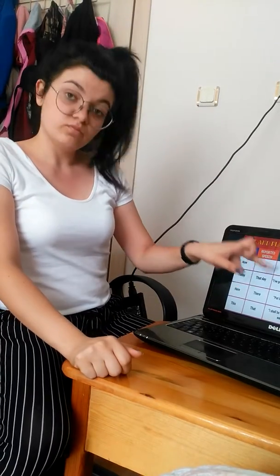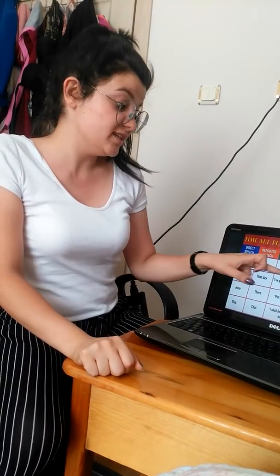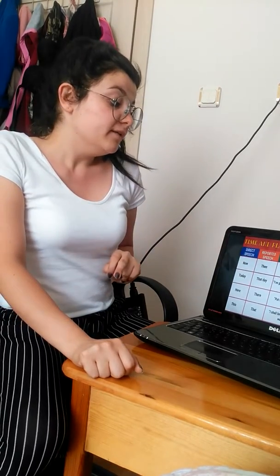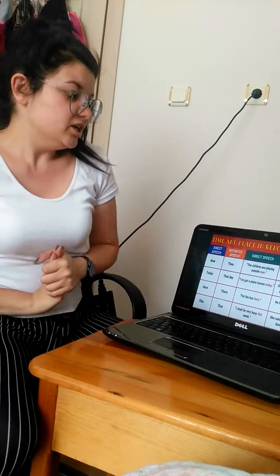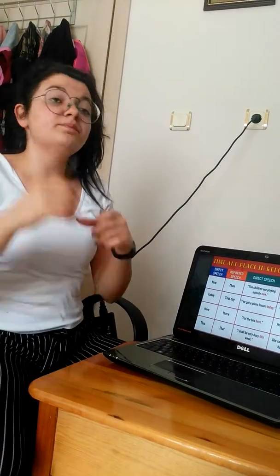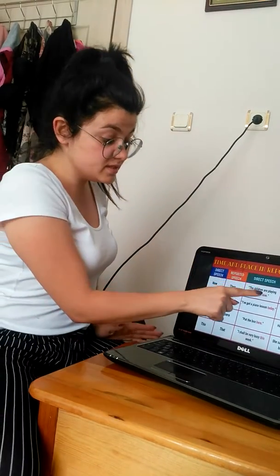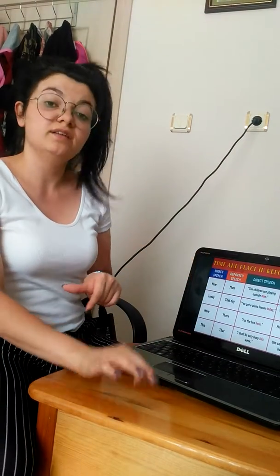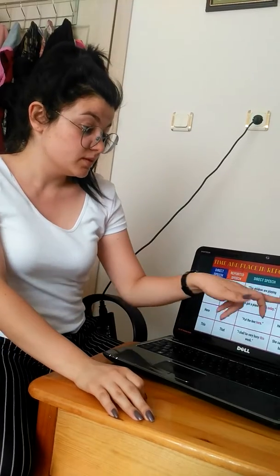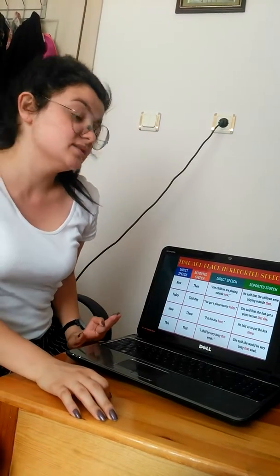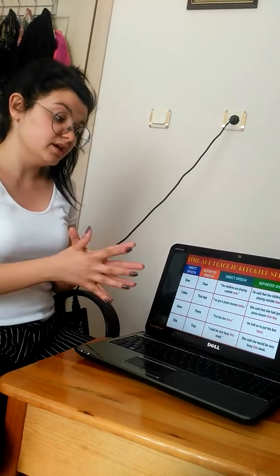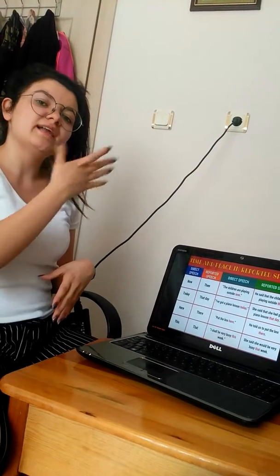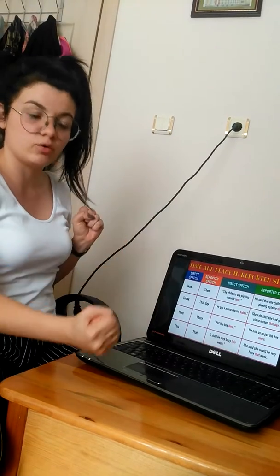I will use a new example. For example, the children are playing outside now. In the present continuous tense, now they are playing. He said that the children were playing outside. And now this is present continuous tense, and this is past continuous tense. We will use the past forms.